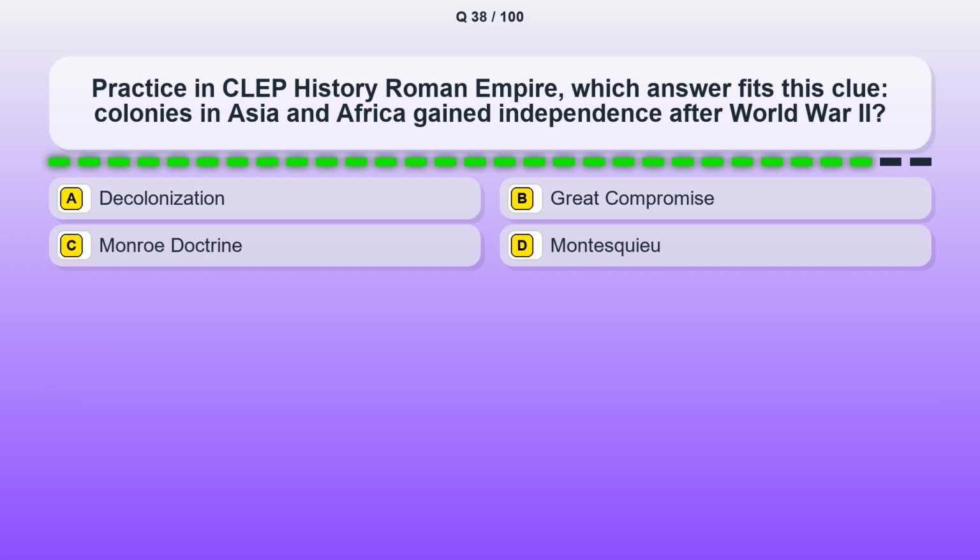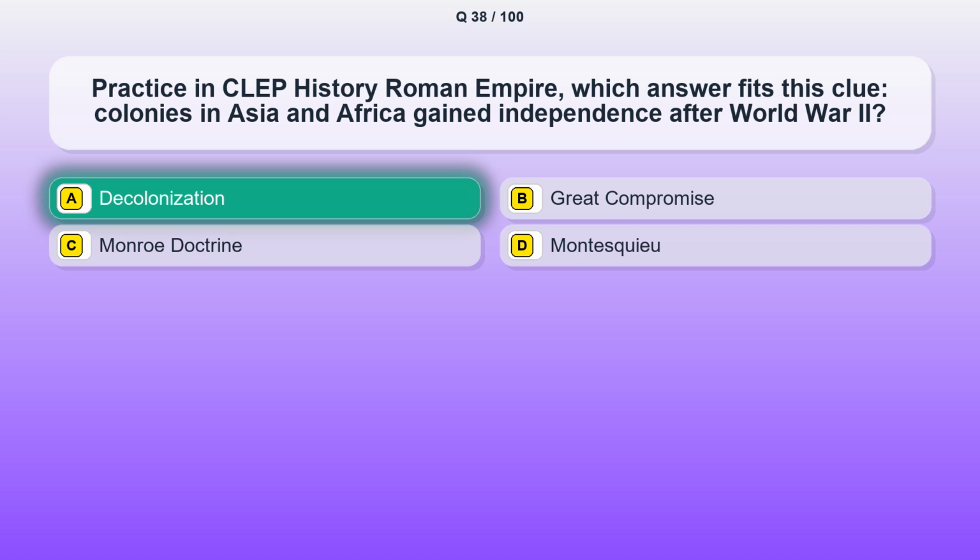Question 38. Practice in CLEP History Roman Empire. Which answer fits this clue? Colonies in Asia and Africa gained independence after World War II. Option A, Decolonization. Option B, Great Compromise. Option C, Monroe Doctrine. Option D, Montesquieu.